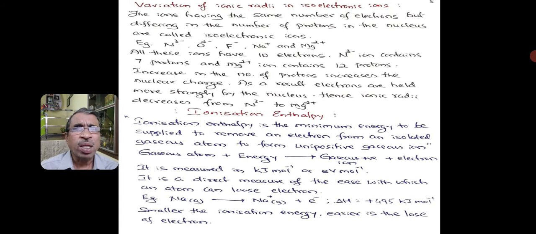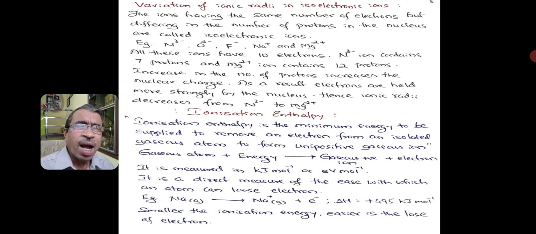Nitrogen has only 7 protons, magnesium has 12 protons. So, an increase in the number of protons increases the nuclear charge. As a result, electrons are held more strongly by the nucleus, hence ionic radii decrease from nitride ion to magnesium ion.